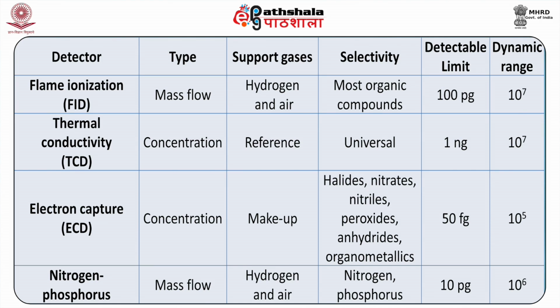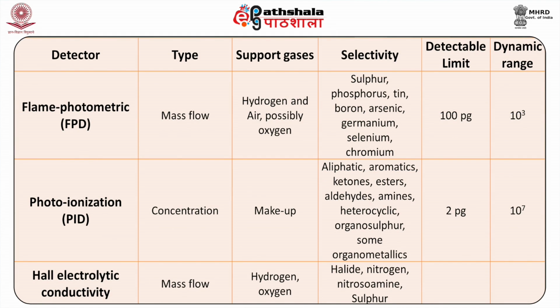Next is nitrogen phosphorus detector. The type is mass flow. Support gases are hydrogen and air. Selectivity is nitrogen and phosphorus. Detectable limit is 10 picograms and dynamic range is 10 raised to power 6.